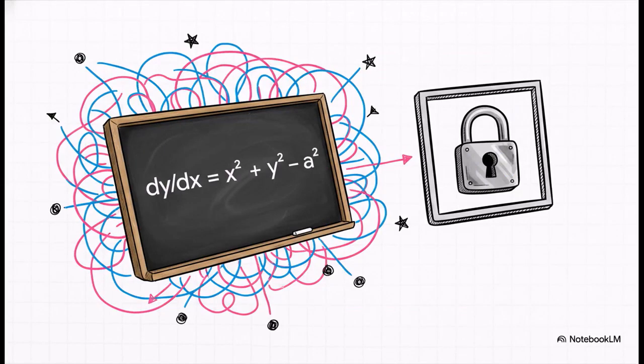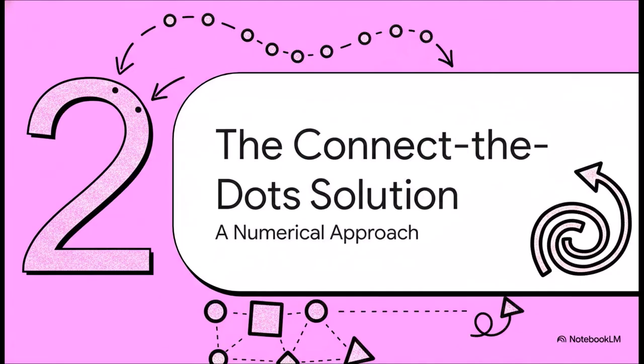Now, while some ODEs are pretty simple to solve, a lot of them, like the one you see here, are totally locked boxes. We can't solve them with standard methods, which means there's no clean y equals formula just waiting to be found. And the frustrating part, we know a solution, a curve, exists, we just can't write down its equation. So are we just stuck? No way, not at all. This is where we pivot.